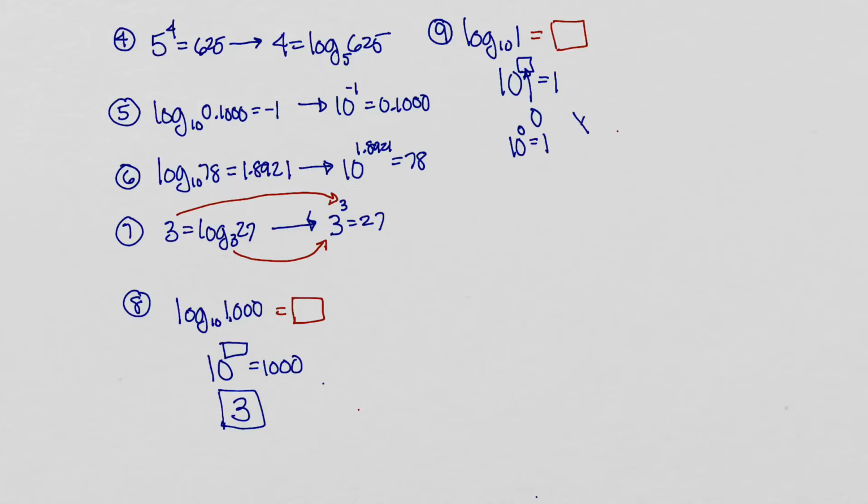In fact, do you remember that x to the 0 is equal to 1, as long as x is not equal to 0? So a non-zero number to the 0 power is 1.